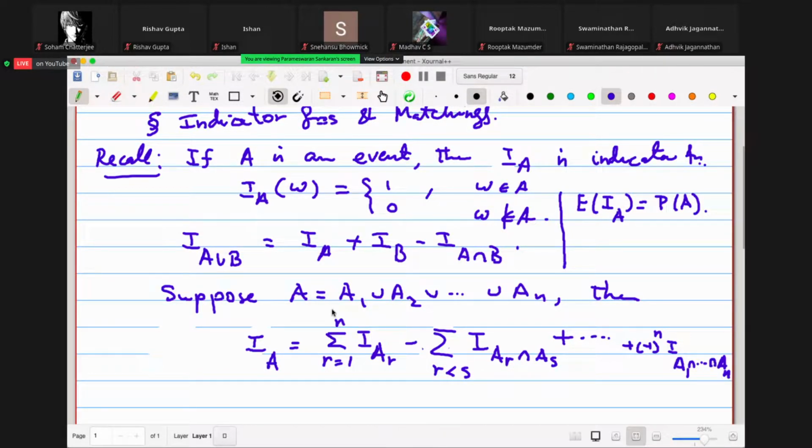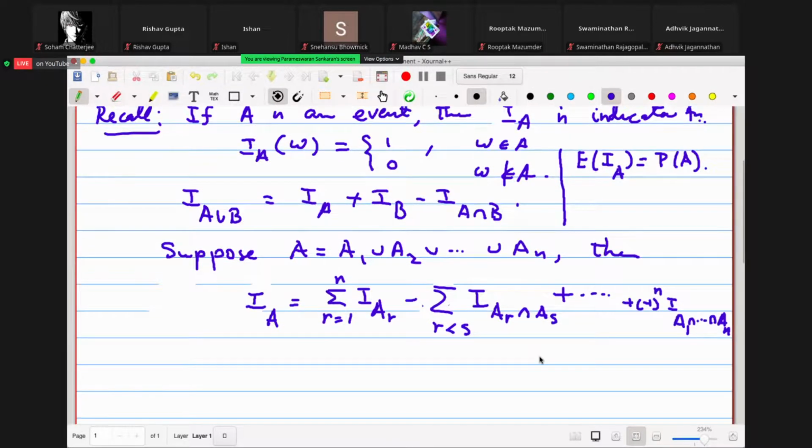This comes out of writing this set as a disjoint union of certain sets. So let me not elaborate on this. I'm simply recalling all these things. This is something you can immediately verify, by repeated application of this; you can use induction to prove this. And this tells us that the probability of A is equal to, now just take expectations of the random variables, and expectation is linear. So that also says this. This is the inclusion exclusion principle. We have seen this some time ago.